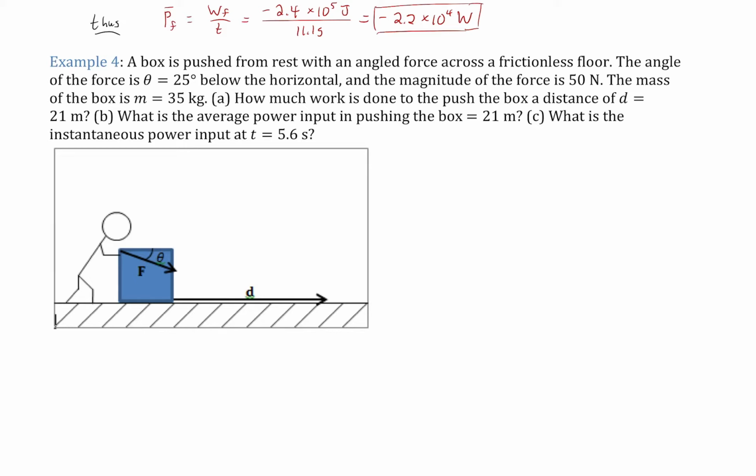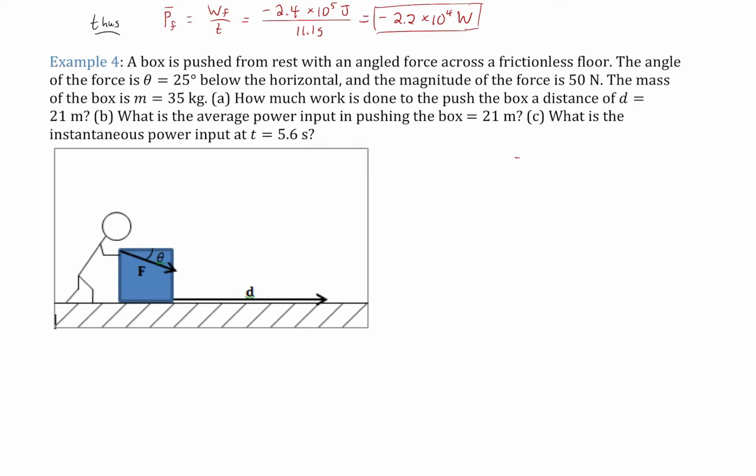Well, we've done that before. Now something new, that's relevant to this lecture. What is the average power input in pushing the box those 21 meters? And then what is the instantaneous power at a particular time, specifically 5.6 seconds? So there's definitely going to be some kinematics involved in both B and C.